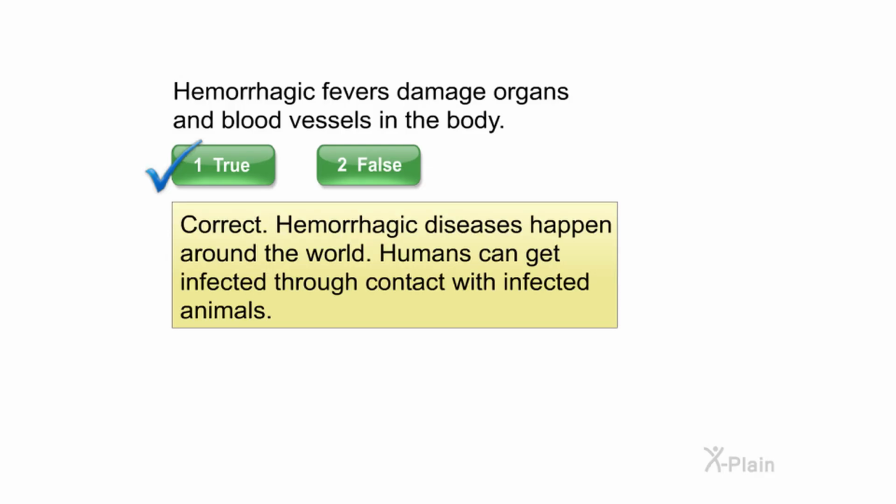Correct. Hemorrhagic diseases happen around the world. Humans can get infected through contact with infected animals.